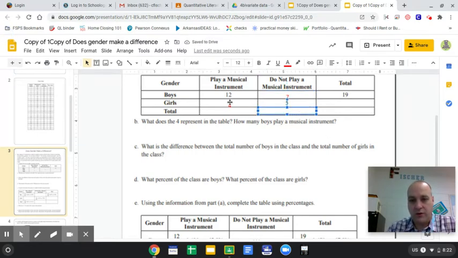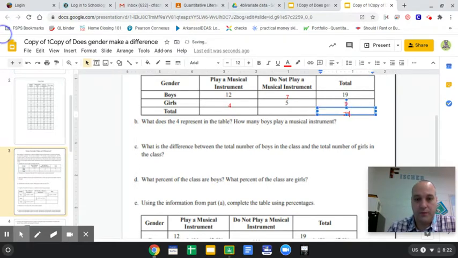All right, so if there's 4 that play a musical instrument, and 5 that don't, then there's 9 here. And then you know that 9 plus 19 is 28. And obviously you can do 12 plus 4 is 16, and 7 plus 5 is 12, and fill out the rest of the table. Fill out the table. There's points for every single question on the paper.